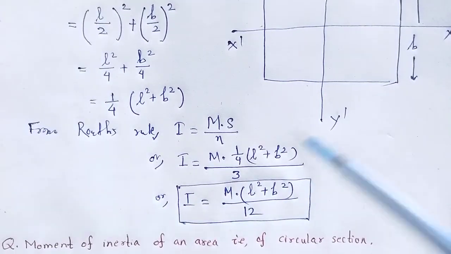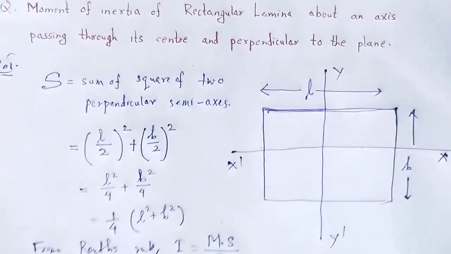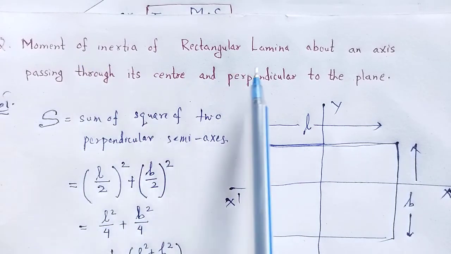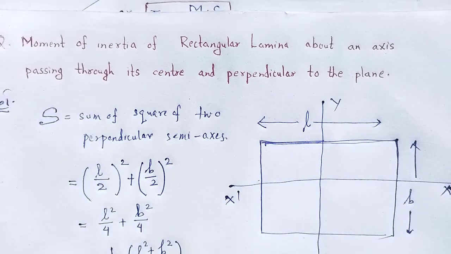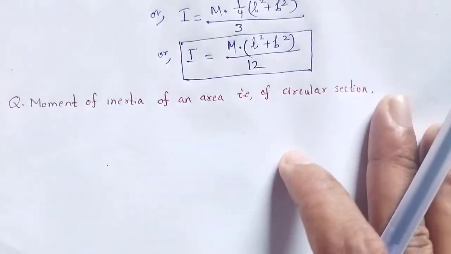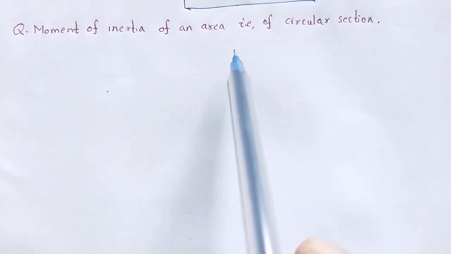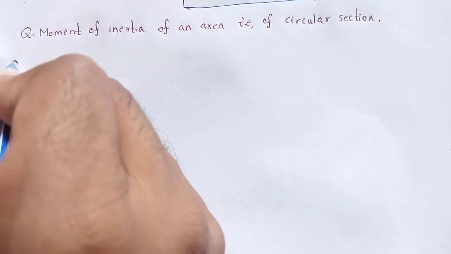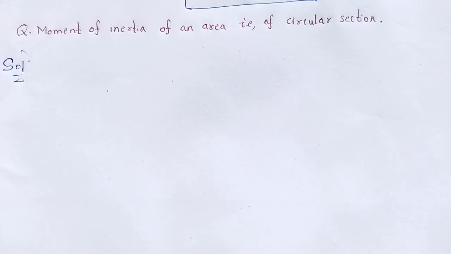So with the help of Routh's rule, we find out the moment of inertia of this rectangular lamina. That is our question: find the moment of inertia of a rectangular lamina about an axis passing through its center and perpendicular to the plane. Again another question: find out the moment of inertia of an area, that is a circular section. We can also use Routh's rule for finding the moment of inertia of an area.